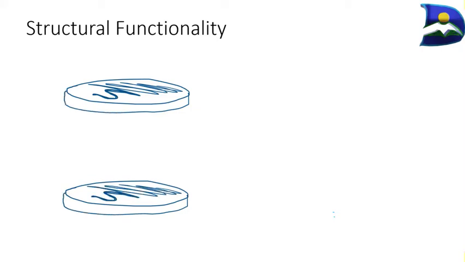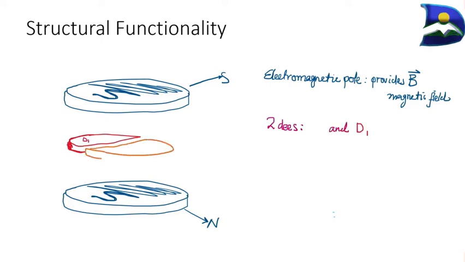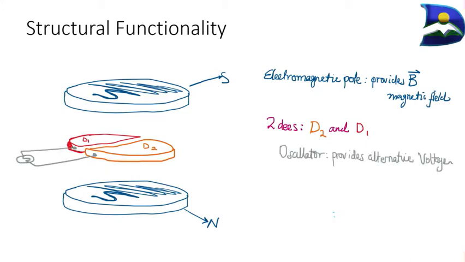Looking at the structural functionality, we have two magnetic cylindrical containers that create the magnetic field, being the combination of the north and south. The next compartment deals with the two Ds, which are found inside the vacuum, one D on the left and the other D on the right. These two Ds, D1 and D2, are connected to an oscillator which provides alternating voltage, and this leads to an increase in speed, resulting in the particle moving in a specific direction.